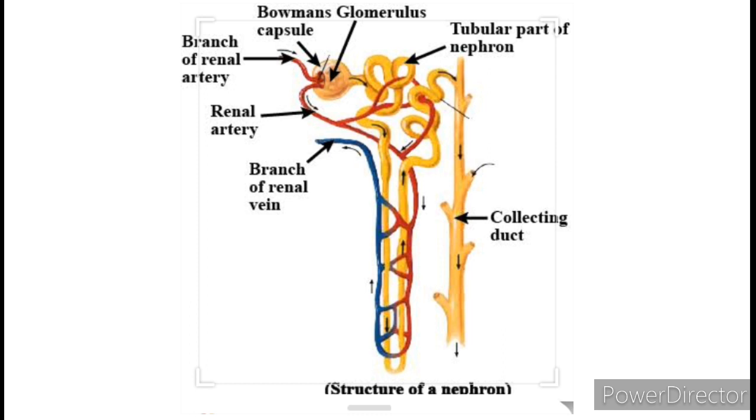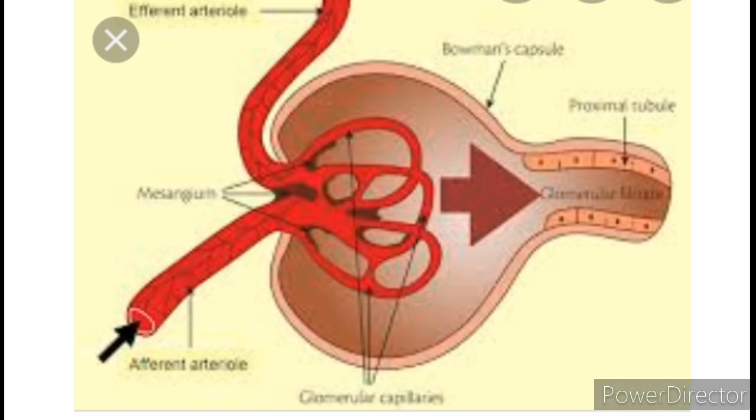The nephron is continued with the proximal convoluted tubule, and it enters into the loop called Henle's loop. Henle's loop is followed by the distal convoluted tubule, and the distal convoluted tubule ends with the collecting tubule of the nephron. This is the structure of the nephron. So, in the structure of the nephron, you know the Malpighian capsule position.